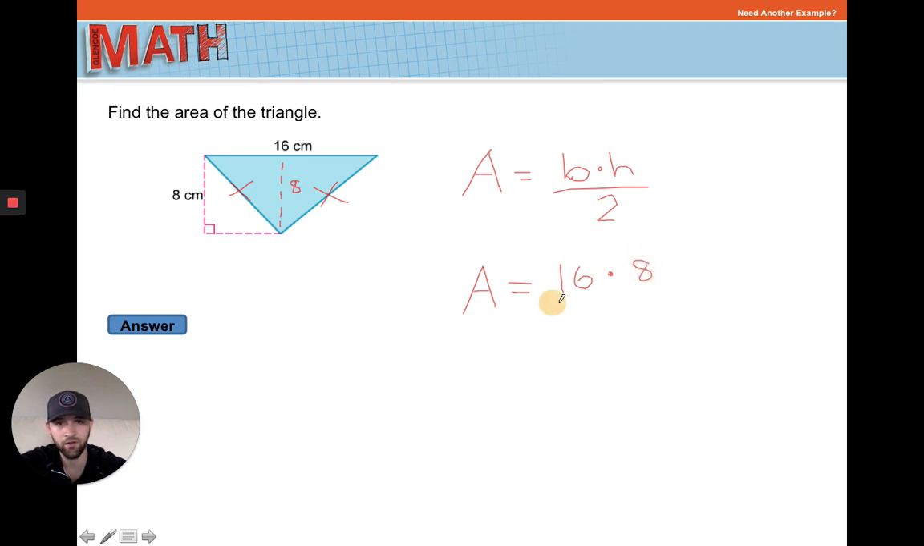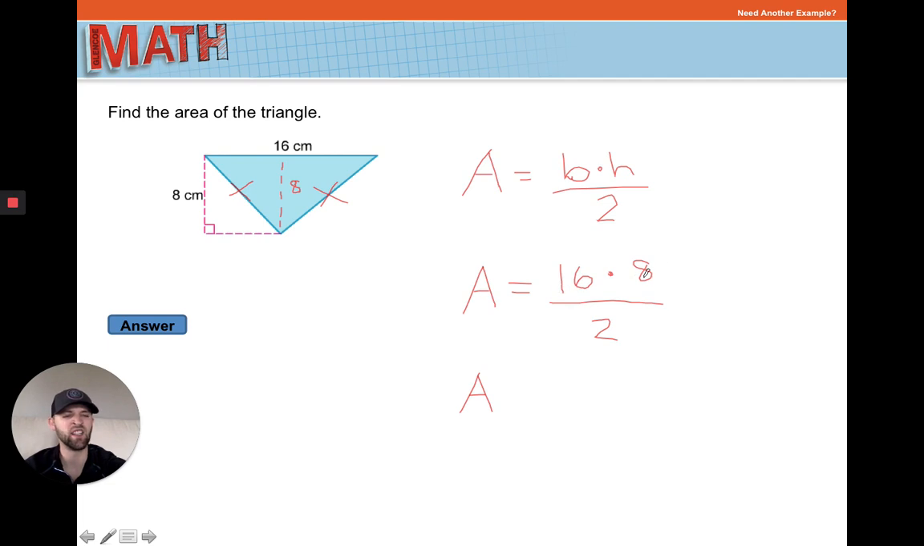And then we are going to divide all of that by 2. Okay, let's take care of our multiplication on top first. 16 times 8. Testing my math skills here. We normally do multiplication like this every single day, and I can knock it out in my head really quick, but now I got to actually use my brain.